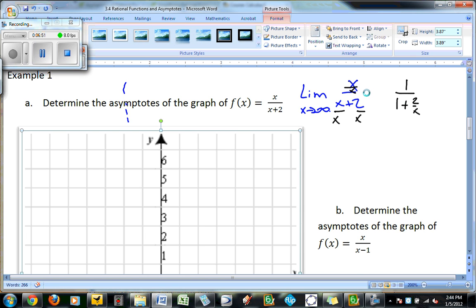Sometimes the values aren't that easy, so I'm going to show you this method. As x approaches infinity, after I divide by the highest power of x, I'm going to plug infinity in for x. There's no x in the numerator, so I have 1 all over 1 plus 2 all over infinity. Well, what does that mean? Infinity is not an actual number. We can't divide by infinity.